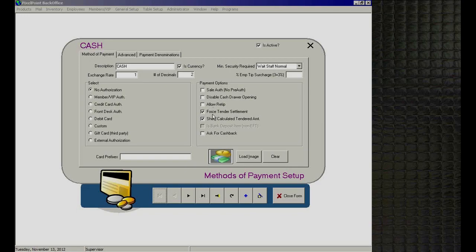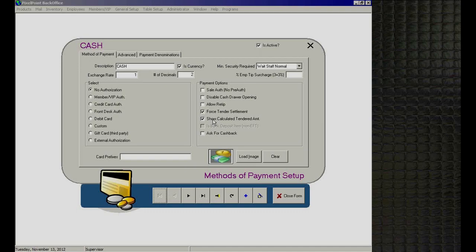The next one down is force tender settlement. And related to that is show calculated tender amount. Now, force tender settlement, this all pertains to tender balancing. I kind of mentioned that in a couple of areas earlier on. And so in here, on a per method of payment basis, you can identify which ones you want to identify for tender settlement. And I've got it set up right now for tender settlement based on cash out.